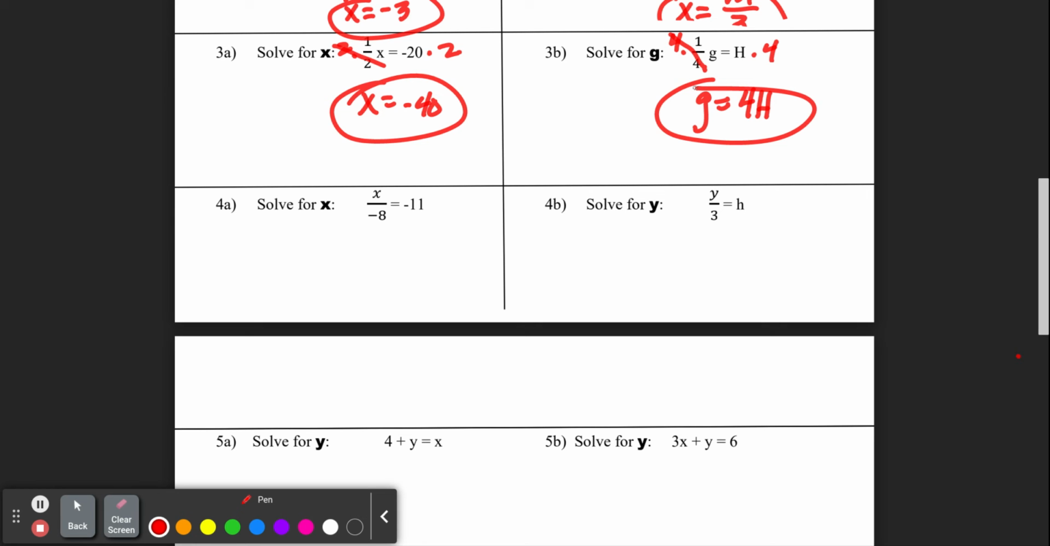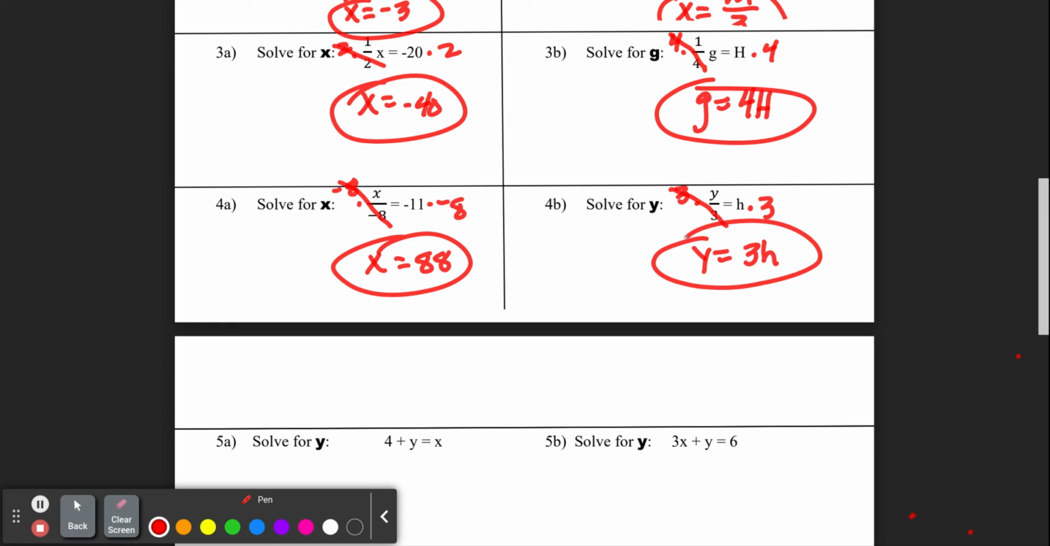All right, let's look at 4a. So again, I want to get rid of the negative 8 in the denominator. So I'm going to multiply both sides by negative 8. Negative 11 times negative 8 is 88. So doing the same thing here on 4b to solve for y, I get rid of that 3. So y equals h times 3, which is the same thing as 3h. I always like to put my number first whenever I have a situation like that.